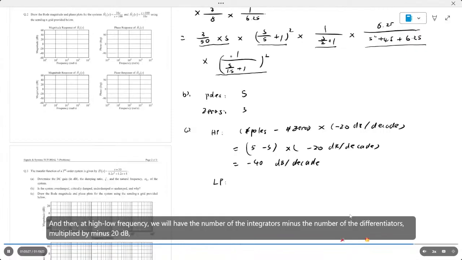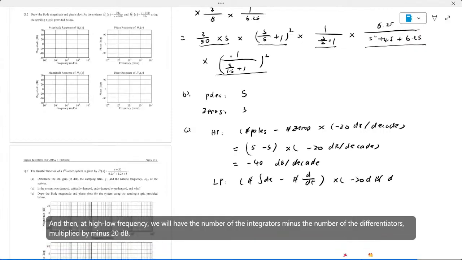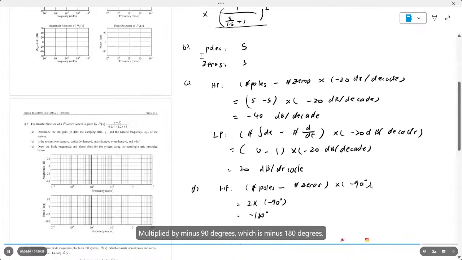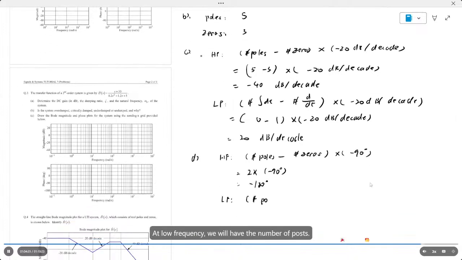And then at low frequency, we will have the number of the integrators minus the number of the differentiators multiplied by minus 20 dB per decade. So here the number of integrators we do not have is 0, and the number of differentiators is 1, which is minus 180 degrees. At low frequency, we will have the number of poles minus the number of zeros. Oh, sorry, at low frequency, we will have the number of integrators.